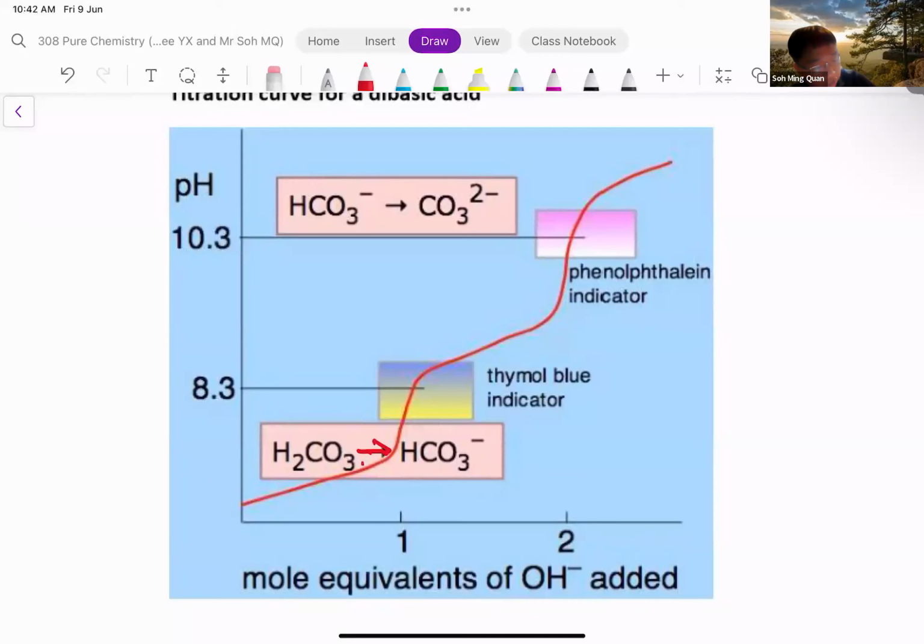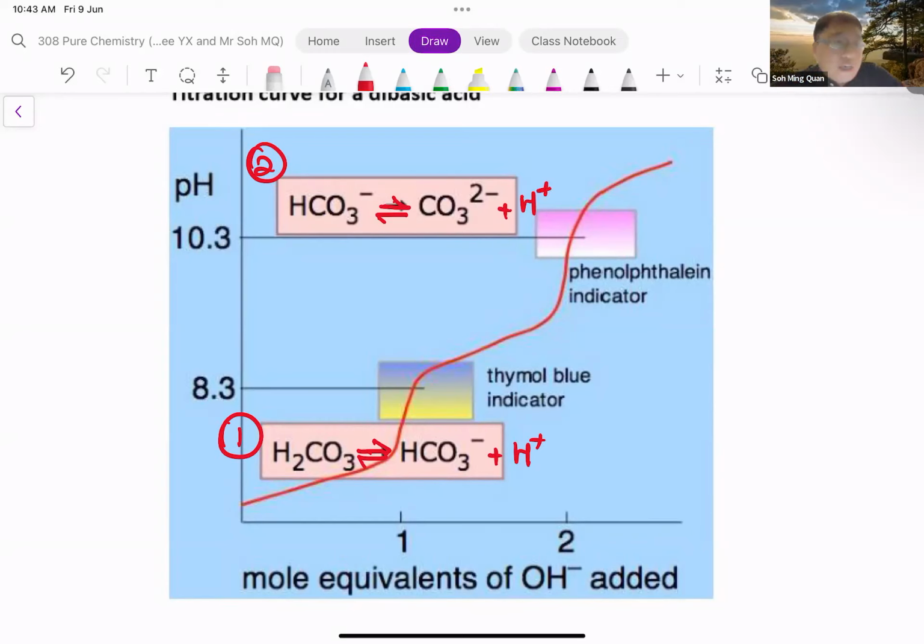The first dissociation is this one. H2CO3 becomes HCO3 minus plus H plus. The second dissociation is this one. The HCO3 minus dissociates to form CO3 2 minus and H plus.